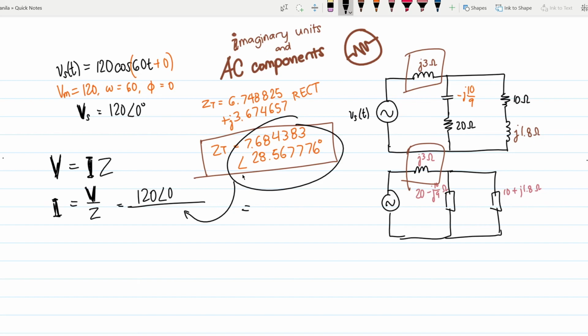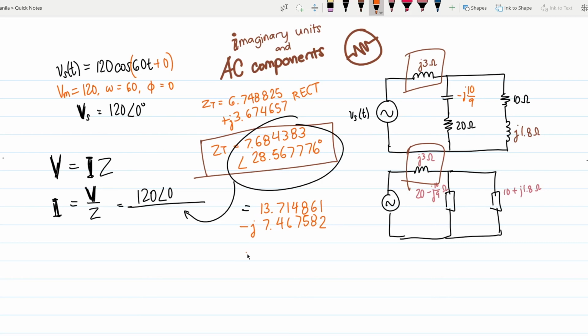I know that 120 angle 0, since it's angle 0, it's all real. So I don't need to put angle 0. It's just going to waste my time. So I'm just going to put 120 over what we got earlier, the answer. It's going to give us this rectangular value, 13.714861 minus j 746,758.2. Right? So that's our current in rectangular form, right?